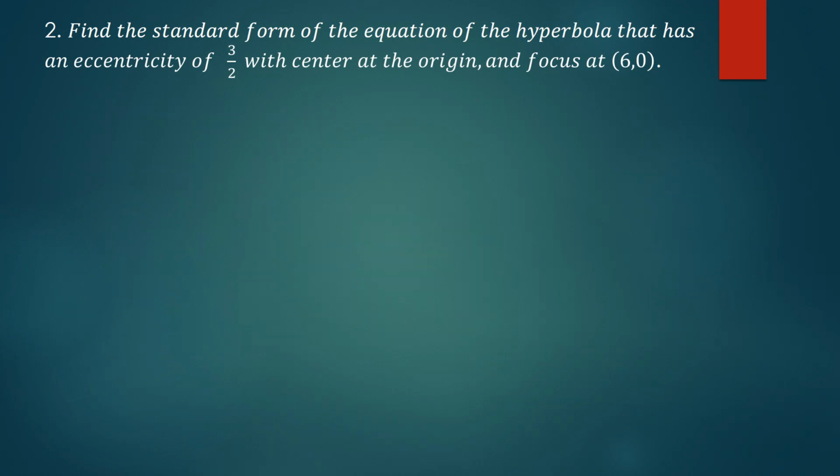It says, find the standard form of the equation of the hyperbola that has the eccentricity 3/2 with the center at the origin and the focus at 6,0. So here we're talking about the hyperbola.